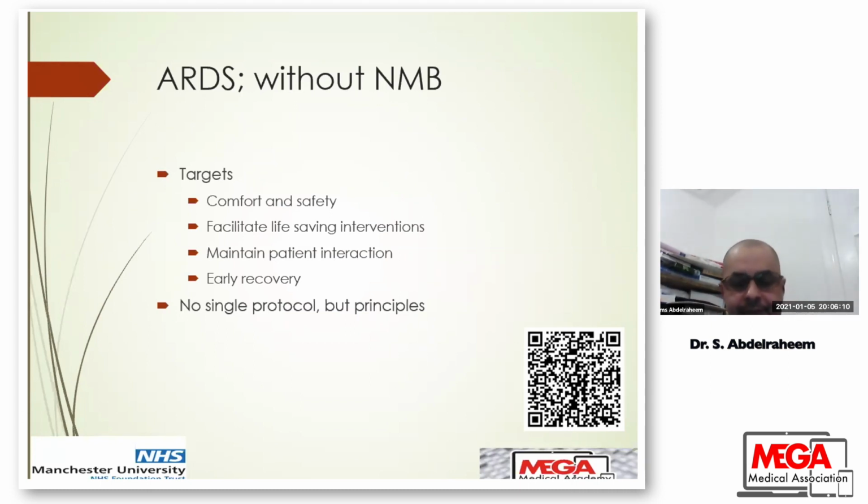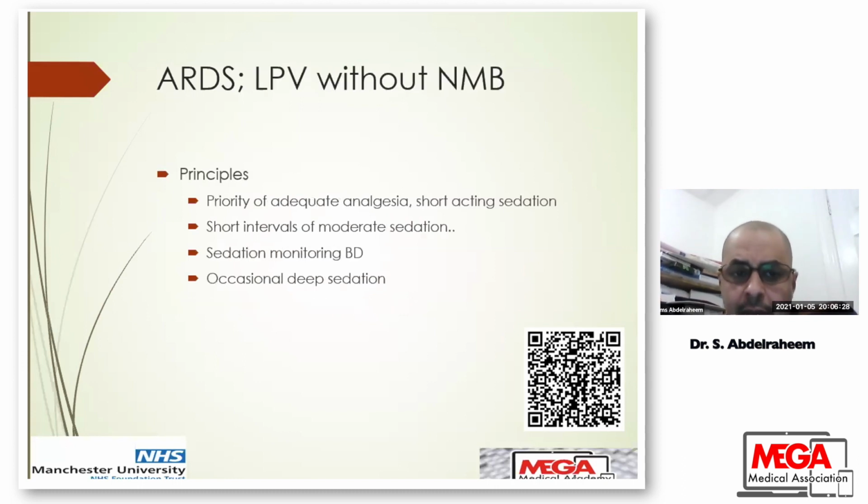What we should think about when we decide what sort of sedation, what sort of analgesia we need to use, these are the principles that we need to be focused on while we're giving the patient our treatment. So similar to what we said about non-ARDS patients, if someone is having lung protective ventilation without neuromuscular blockers, the priority will be adequate analgesia and maybe short-acting sedation. So the first step will be to give a short-acting sedation such as propofol or other drugs like dexmedetomidine. These will be short onset and short offset. Once you stop them, in 15 minutes you can have the patient back.